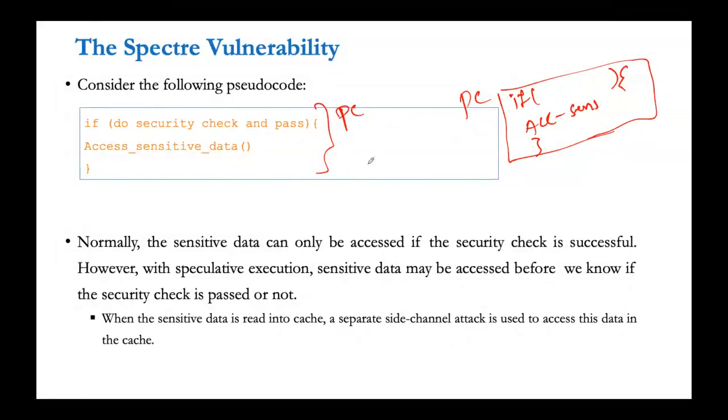So in that case, the attackers will train the branch predictor so that this branch will always be taken, even though actually it should not be taken. So this is a copy of the original branch. Okay, so from that, it will always go and pass this security check and try to access the sensitive data from this cache memory.